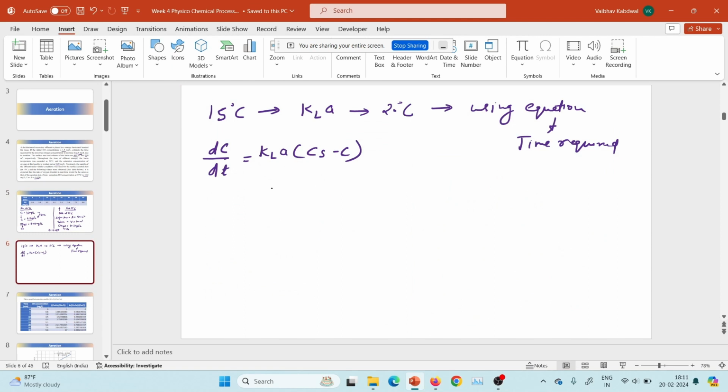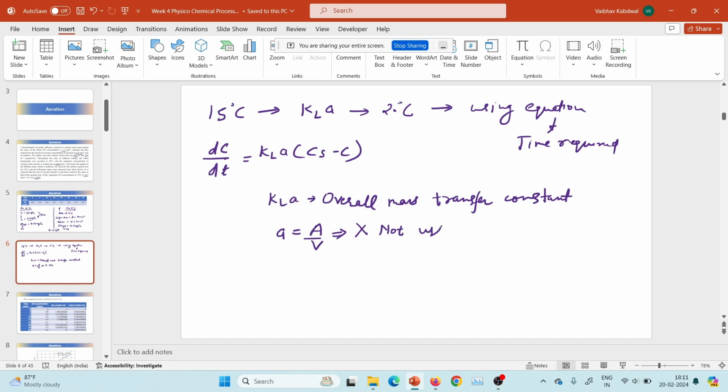So here KLa, this whole term, is called the overall mass transfer constant. This a value is A by V. That is given, but it is not required here. So we will not use this, because it will be the same for 15 degrees Celsius and at 20 degrees Celsius both.